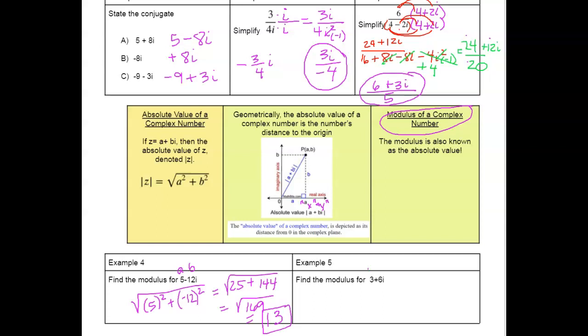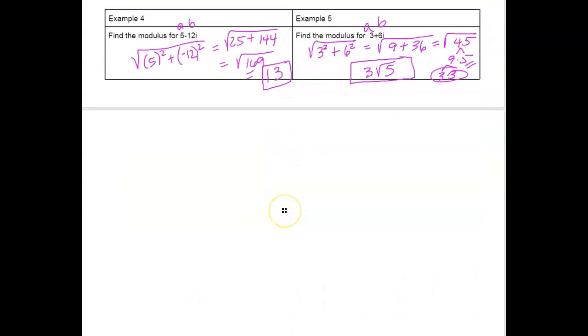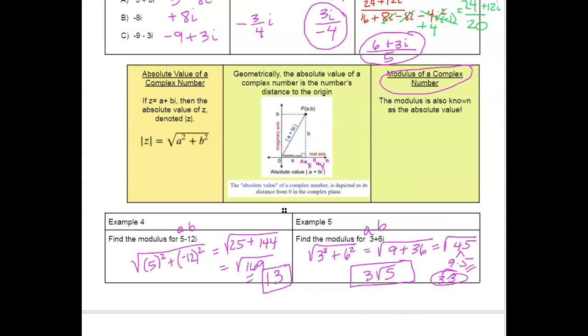The modulus here, so a is 3, b is 6. So 3 squared plus 6 squared. Since these are positives, I don't really need that parenthesis. So 9 plus 36 is the square root of 45, and I do need to break that down. So 3 is double, 3 is single... 3 is double, 5 is single, so 3 root 5. Typically you don't want a decimal. If this was an application, you certainly would. Okay. All right, so give dividing and absolute value a shot.